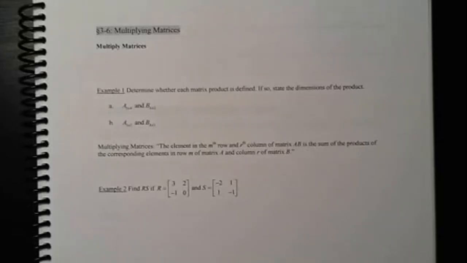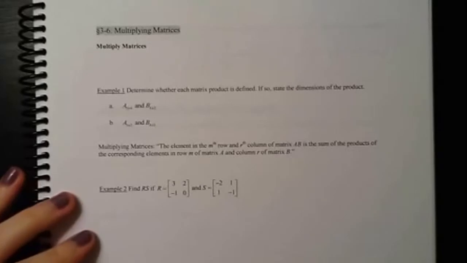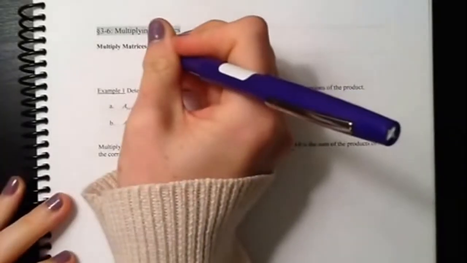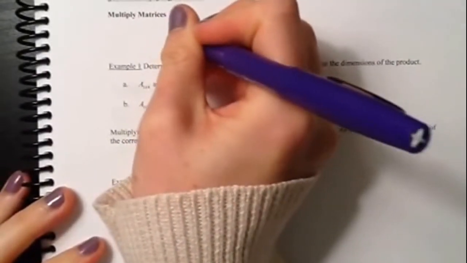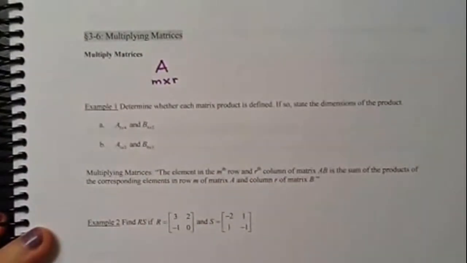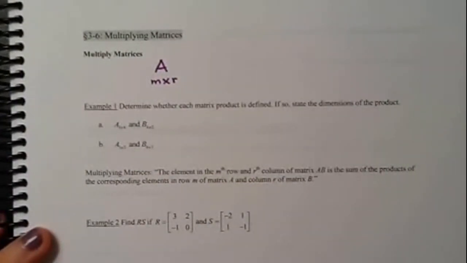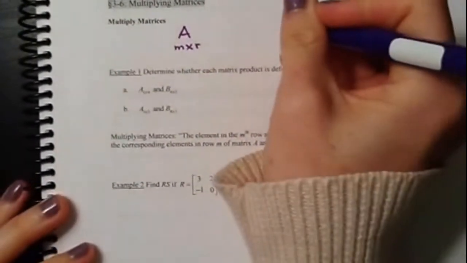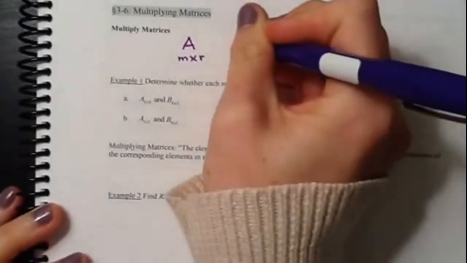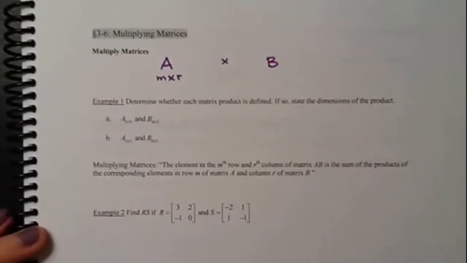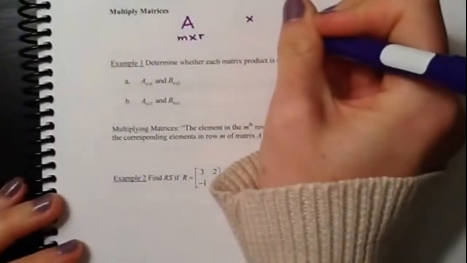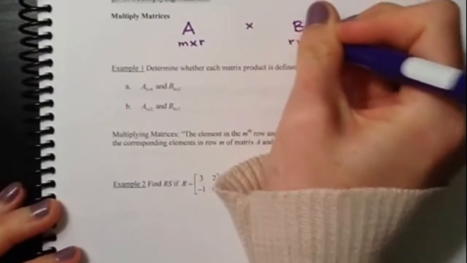With multiplying matrices, you can multiply two matrices together if and only if, so let's take a look at this. Say we've got matrix A, remember we use capital letters, and say matrix A is an M by R matrix. So that means M rows, R columns, and we want to multiply it by matrix B. Let's say matrix B is an R by T matrix.